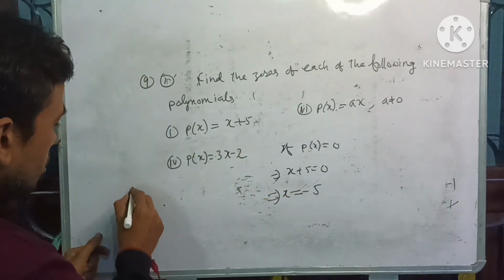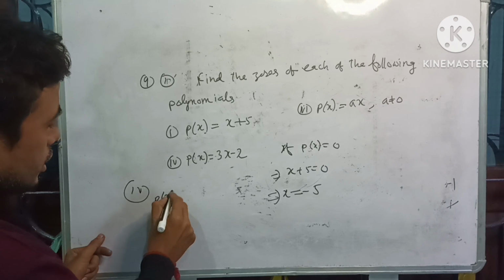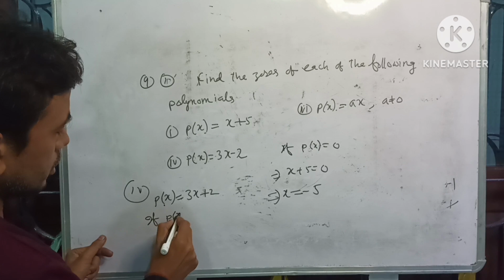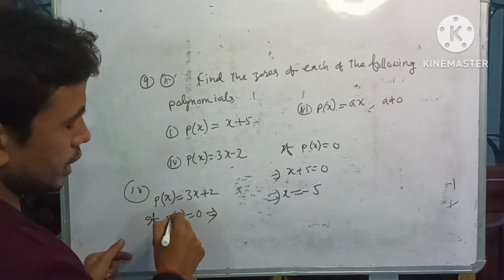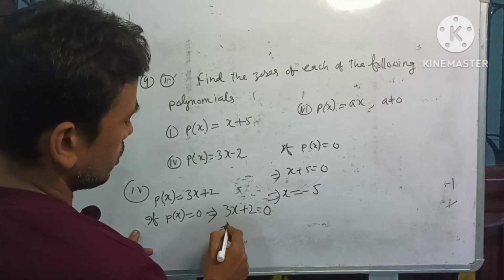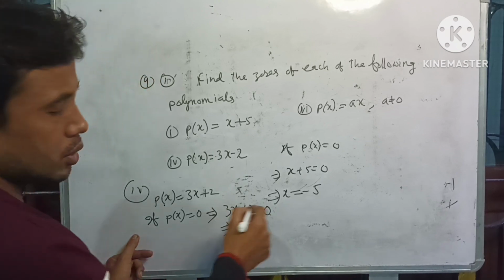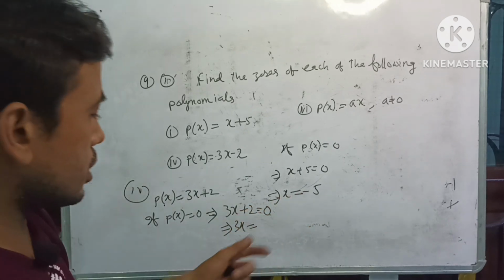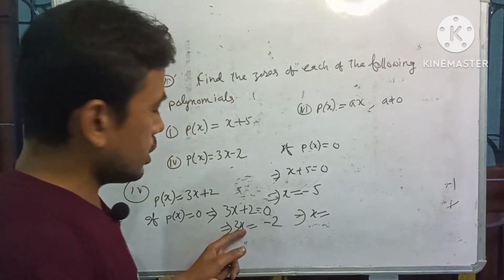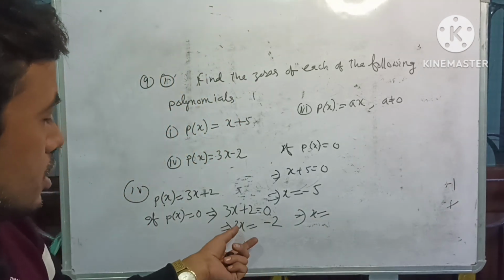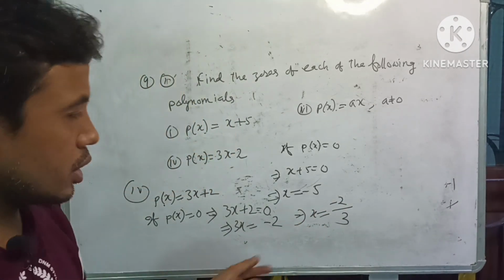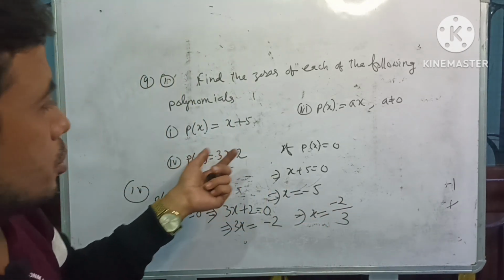Now see this example 4. P(x) is equal to what? 3x plus 2. Right? If P(x) is equal to 0, what we get? P(x) means what? P(x) means 3x plus 2. So 3x plus 2 is equal to 0. So 3x is equal to what? Plus 2, if we move it to the right side, we get minus 2. That means x is equal to what? 3 is multiplied with x. If we move it to the right side, we get minus 2 by 3. Okay? So minus 2 by 3 is the zero of this polynomial.